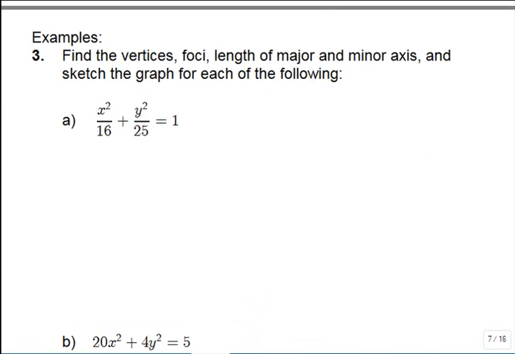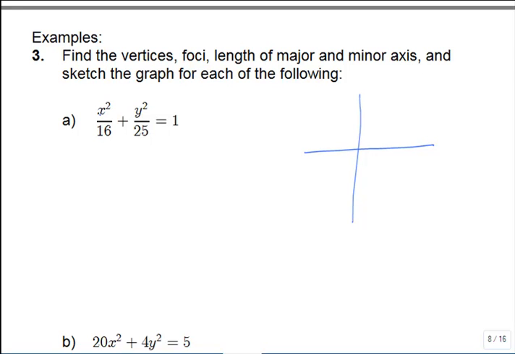All right, let's try some examples. First we want to find the vertices, foci, the length of the major and minor axis, and sketch the graph for each of the following. So here's my ellipse. The first thing we want to do when we're doing our graph is recognize which of these is the bigger square, in this case 25 is, and we've also got this 16.